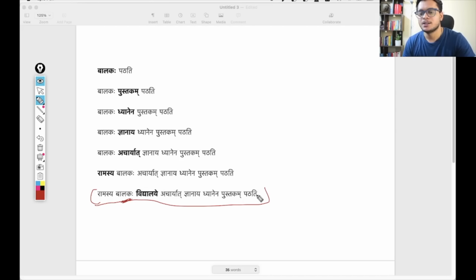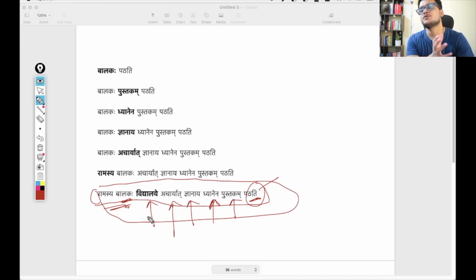Balakah studies, only a single verb. What does he study? A book, so it's an object. He studies with focus, so third case. Studies for knowledge, so fourth case. What does he study for? Knowledge. He studies from his teacher, Acharya, so Acharya is in the fifth case. He studies in school, so Vidyalaya is the seventh case. And who's Balak? Ram's Balak, Ramasya Balakah. His father is Ram. He belongs to Ram. A single sentence, you can see, is conveying so much information.